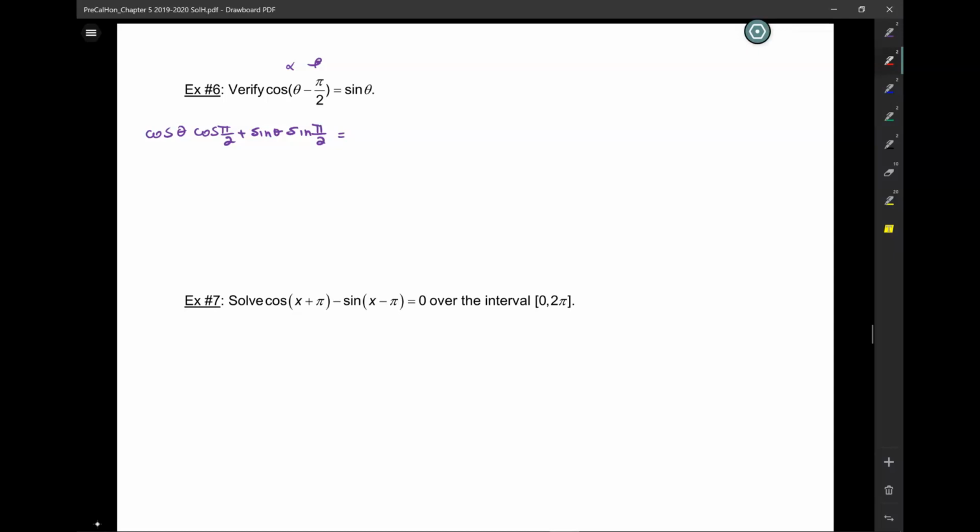What's cosine of pi over 2? 0. So that whole thing will be 0, right? 0 times whatever. What's sine of pi over 2? 1. So this is 0 plus sine of theta times 1, which means this is sine of theta equal to sine of theta. Right?